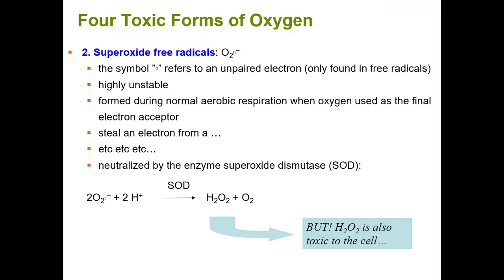So the cell will neutralize superoxide free radical with the enzyme superoxide dismutase, or SOD. So we have two superoxide free radicals combined with two hydrogen ions in the presence of SOD, the enzyme, and then you convert this molecule into hydrogen peroxide and water. And it's true, hydrogen peroxide is also toxic to the cell, but the cell probably has a means of removing hydrogen peroxide from the cell. And that's why the cell can grow in the air, because it has a way of dealing with hydrogen peroxide.